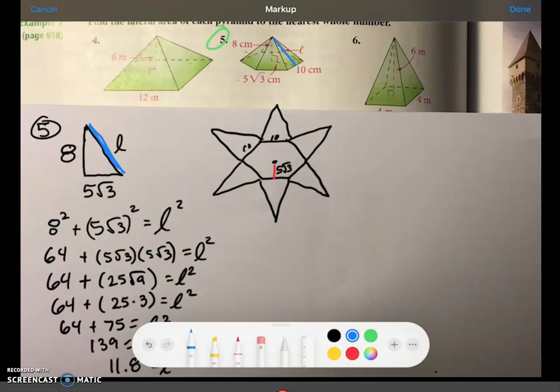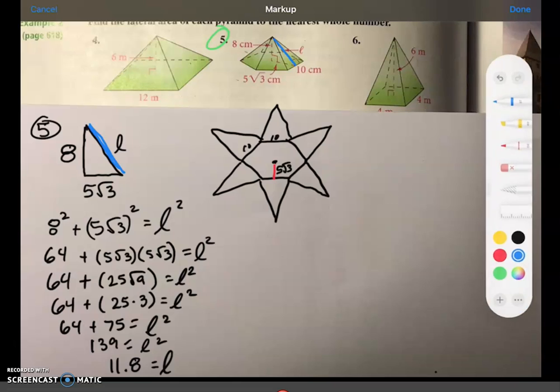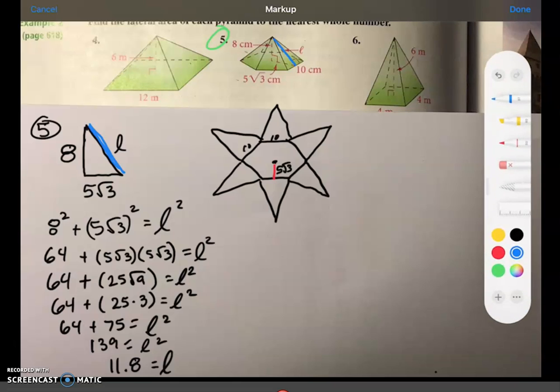And we're going to do a squared plus b squared equals c squared. 5 squared plus 5 radical 3 squared is equal to the slant height squared. Now, of course, this is going to be difficult. Understand that this 2 means multiply it by itself. 5 times 5 is 25. 3 times 3 on the inside is the square root of 9, which is 3. 25 times 3 is 75. And I took the liberty and took the square root of 139 to be 11.8.